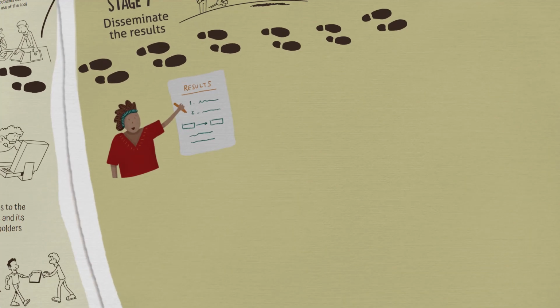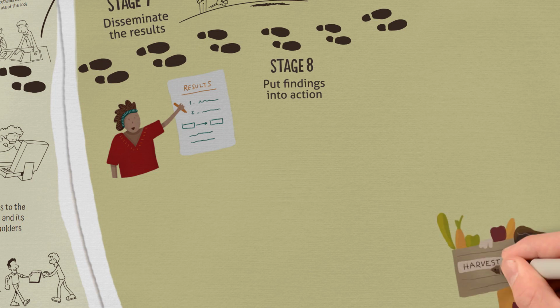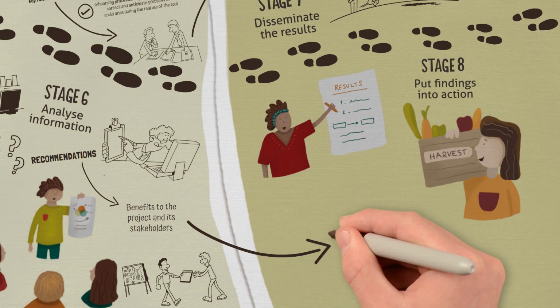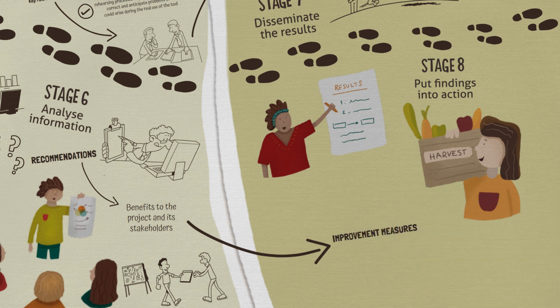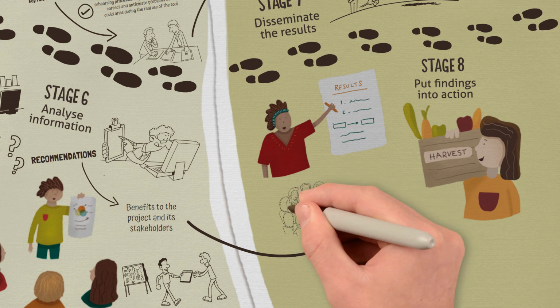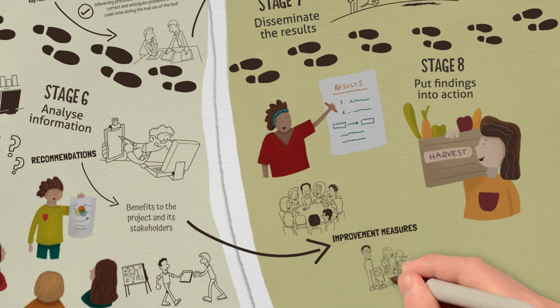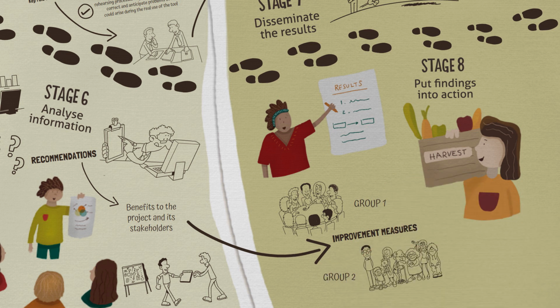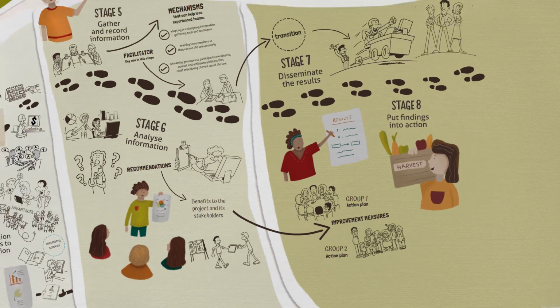The eighth stage consists of putting the findings into action. The evaluation's recommendations should serve as guidelines for the adoption of improvement measures. It is common for participatory evaluation recommendations to have various target groups. Therefore, in this stage, several different action plans are created, one for each group.